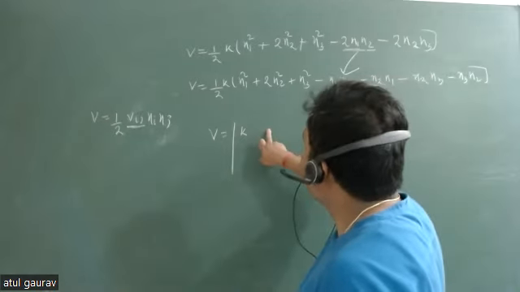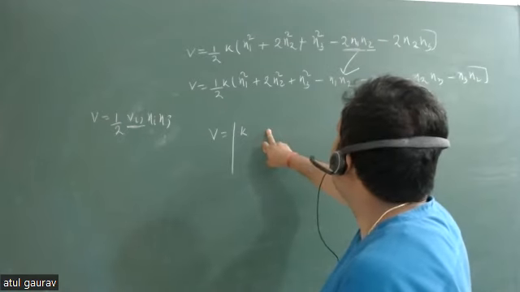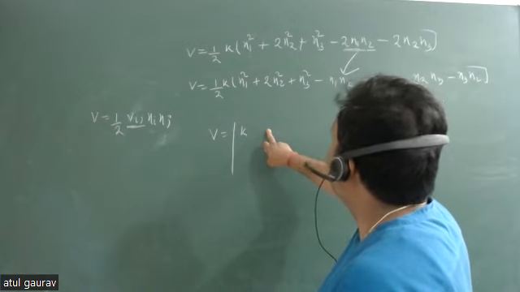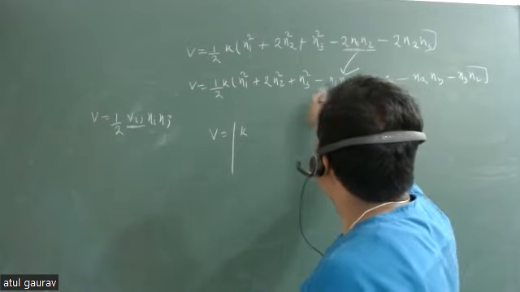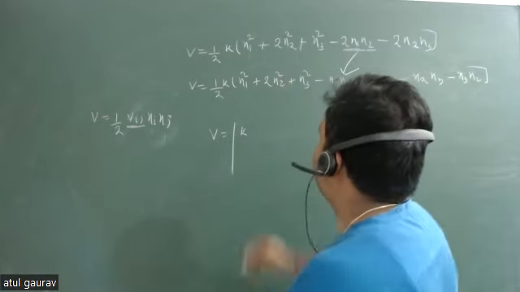The second will be the coefficient of what? Minus 2K, eta 1 eta 2. So here you will take half eta 1 eta 2. That is what? Minus K.